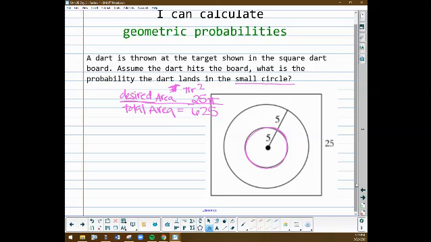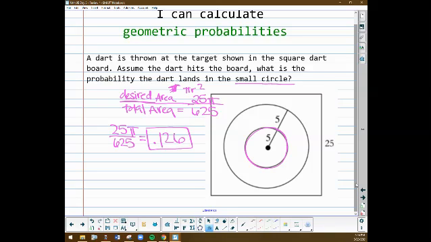So the probability is 25 pi over 625, right? Our desired area over our total area. Then we just type this into our calculator, and the probability that our dart will land in the small circle is 0.126. Something like that. Okay.